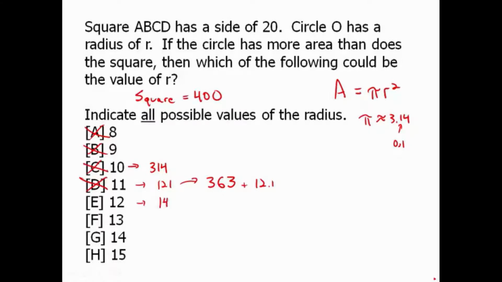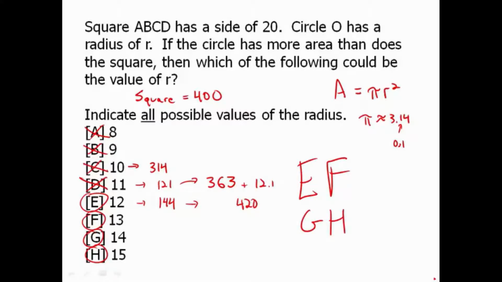12 squared is 144. Well, multiply 144 times 3, and that is going to be, well, even 140 times 3 is 420. 144 times 3 is going to be even larger than that. So we're well above 400 at this point, and obviously as we make the circle bigger, it's going to stay above 400. So E, F, G, and H are the answers.